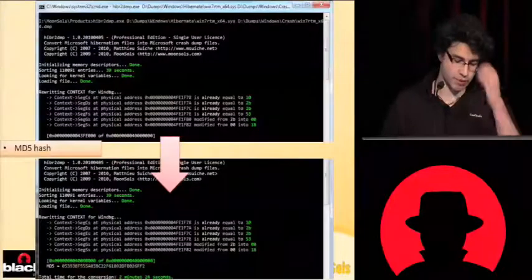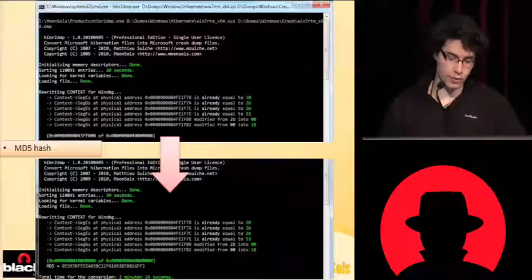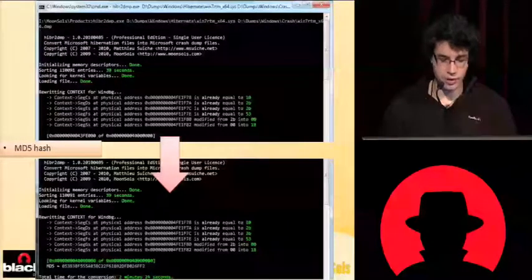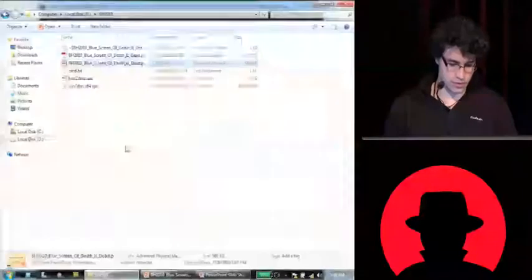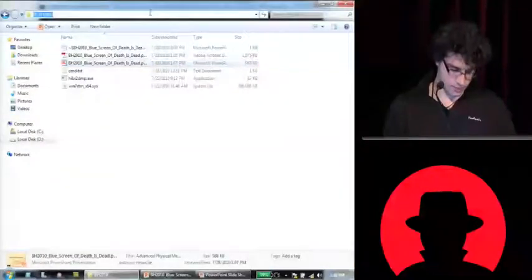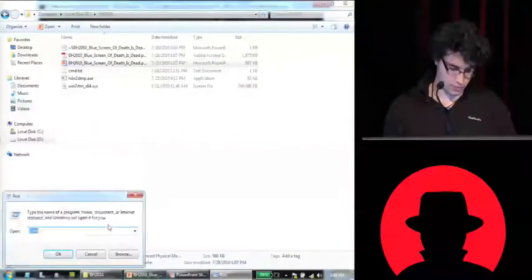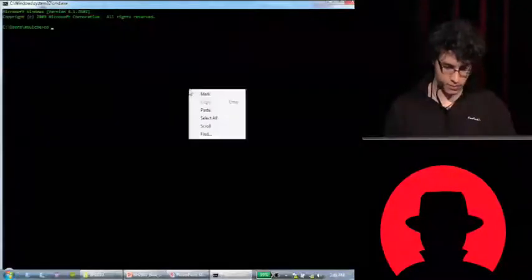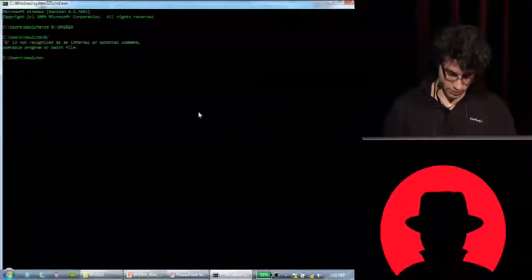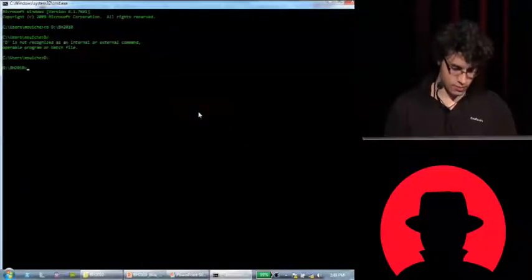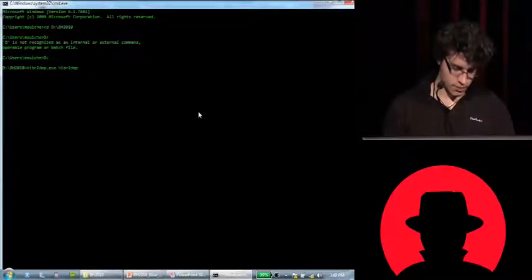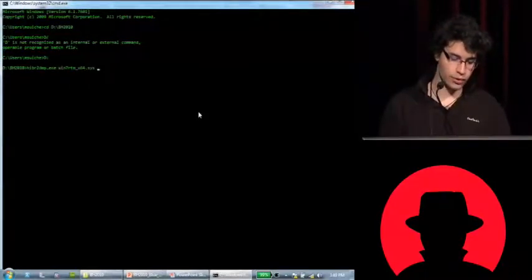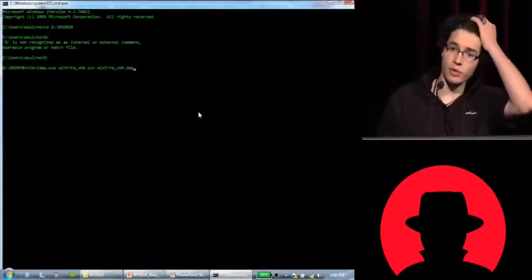So here is what you see when you try to convert a hibernation file into a Microsoft crash dump. Here, I will try to convert a Windows 7 64-bit hibernation file.